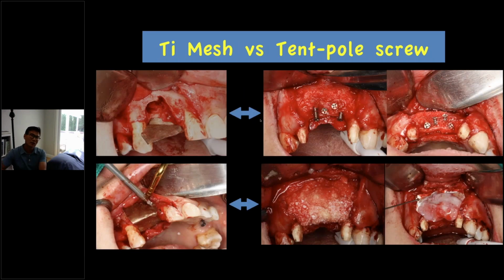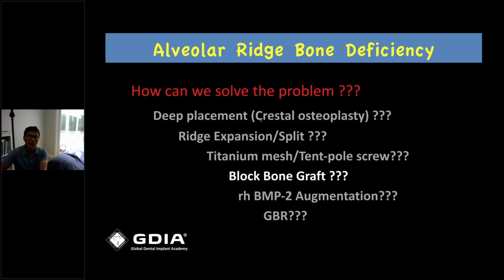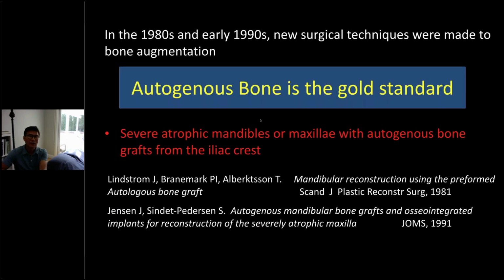So the left side is titanium mesh. Sometimes when you look, the holes are too small, so sometimes when you use BMP, you need a larger hole so it has easier cell communication. The other one, on the right side, has just a tenting pole screw. So you build up over the screw and keep building up. Now, how about block graft?